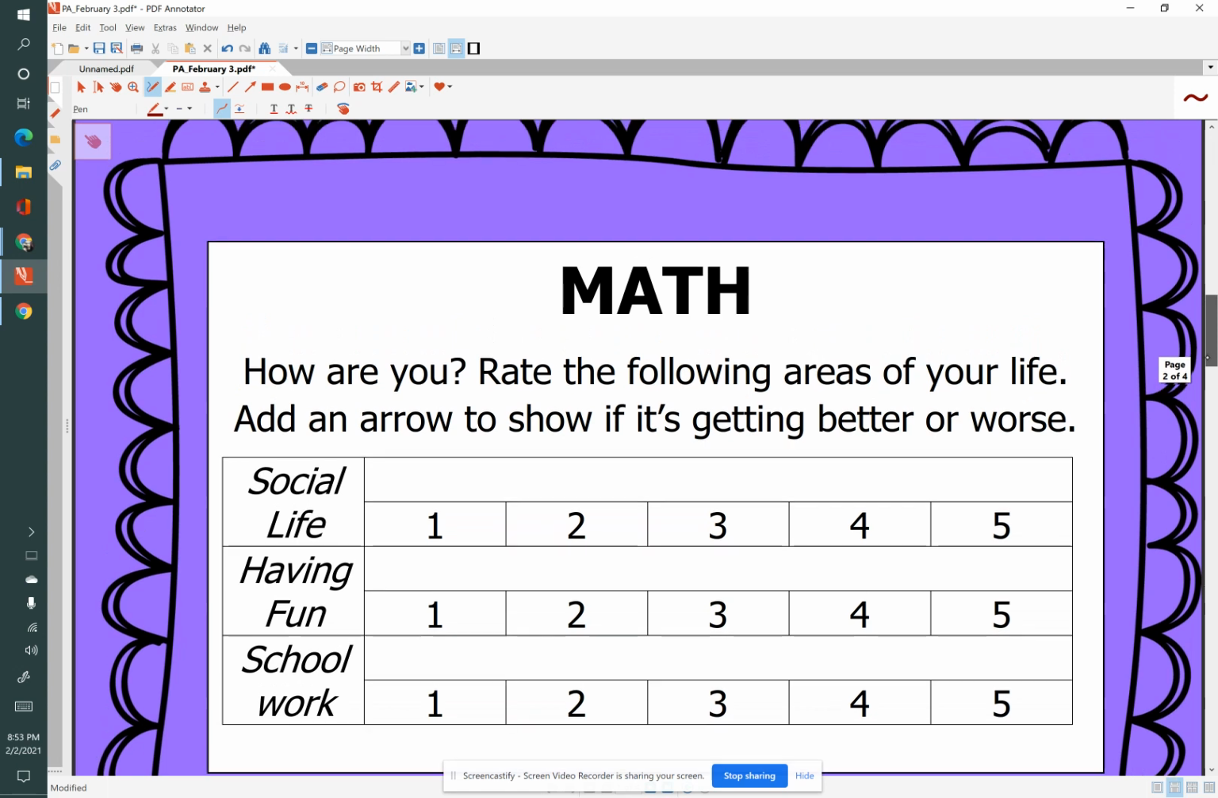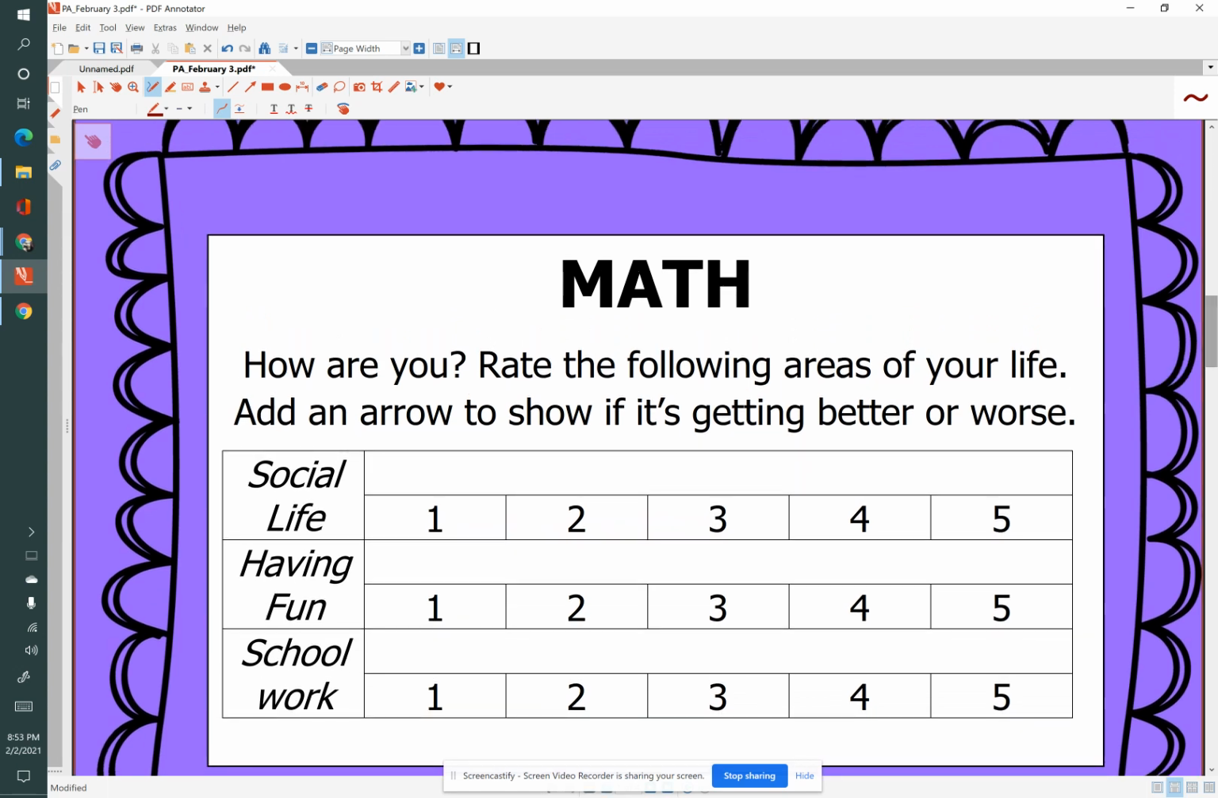So here's our Do Now today. It's a little bit interesting. Basically, it says, how are you? This is all about you. How are you? Rate the following areas of your life. Add an arrow to show if it's getting better or worse. So 1 would be not so good and 5 would be great.